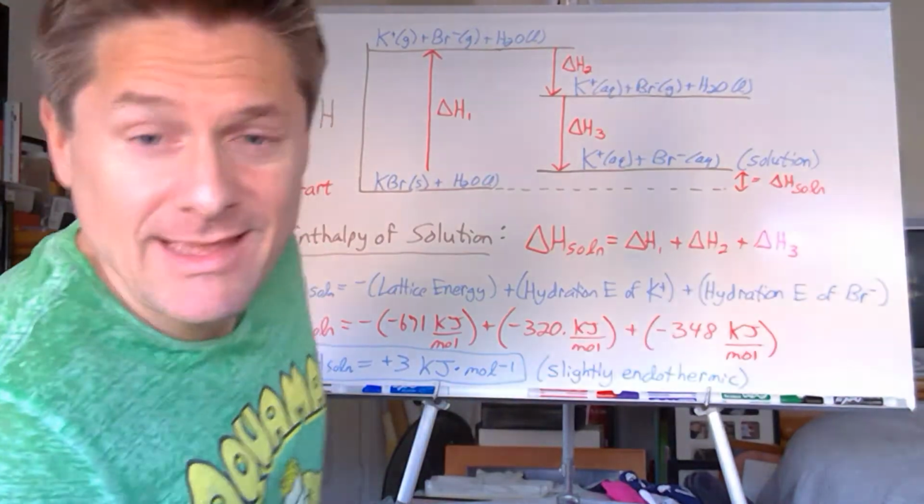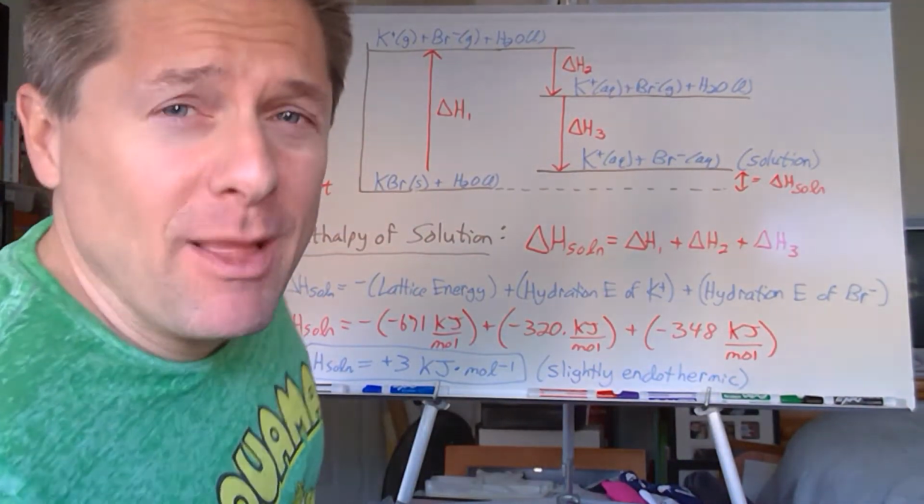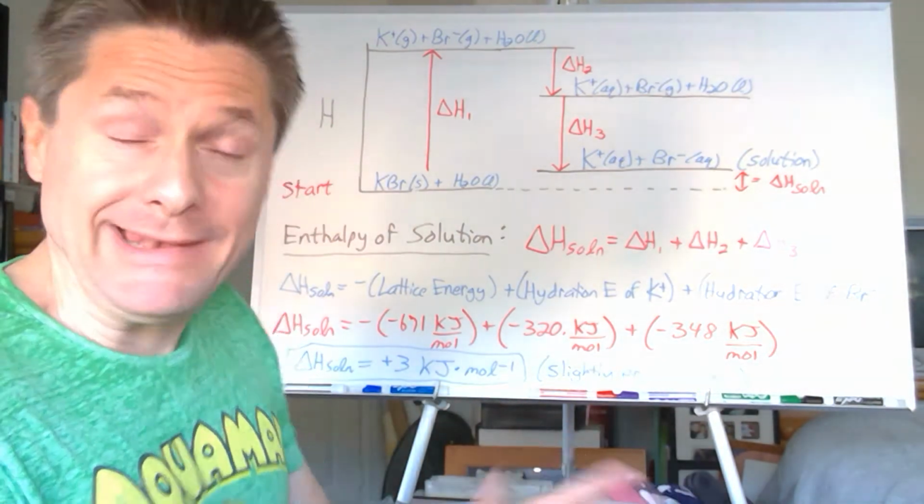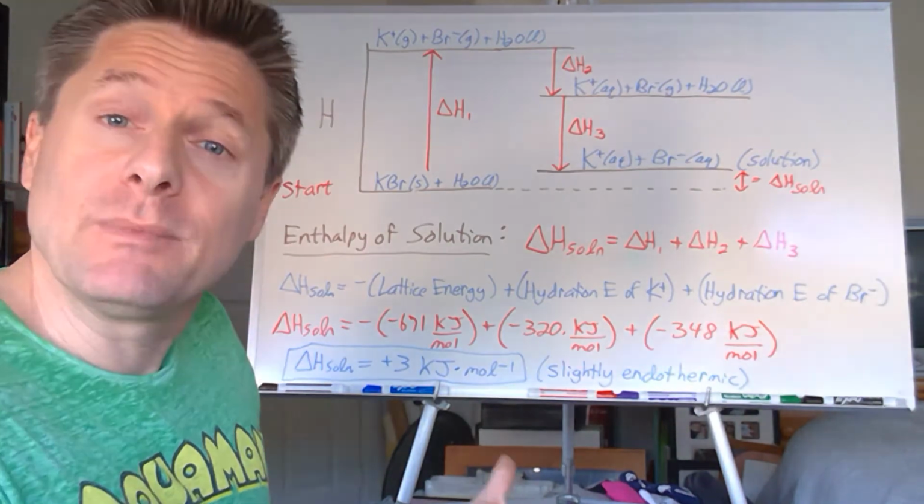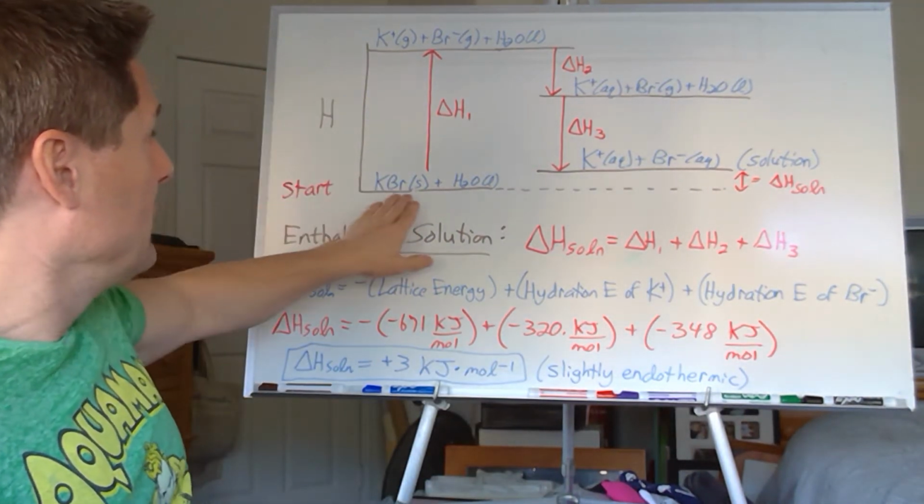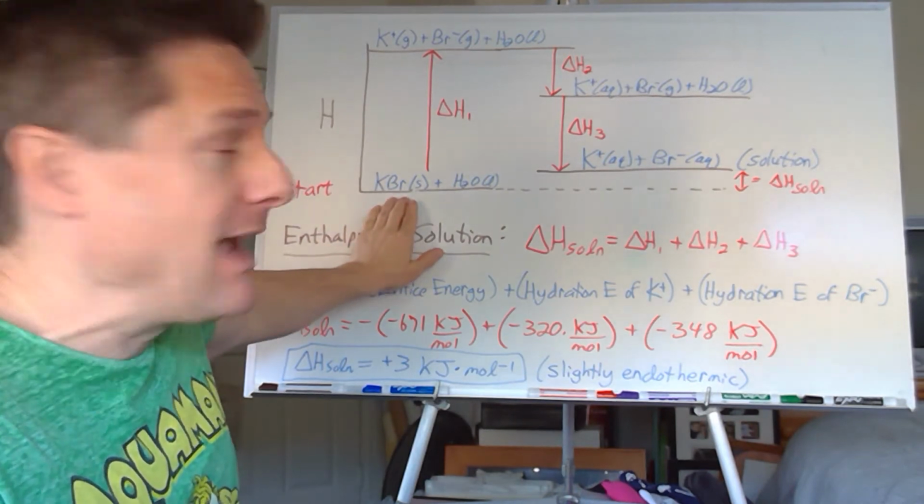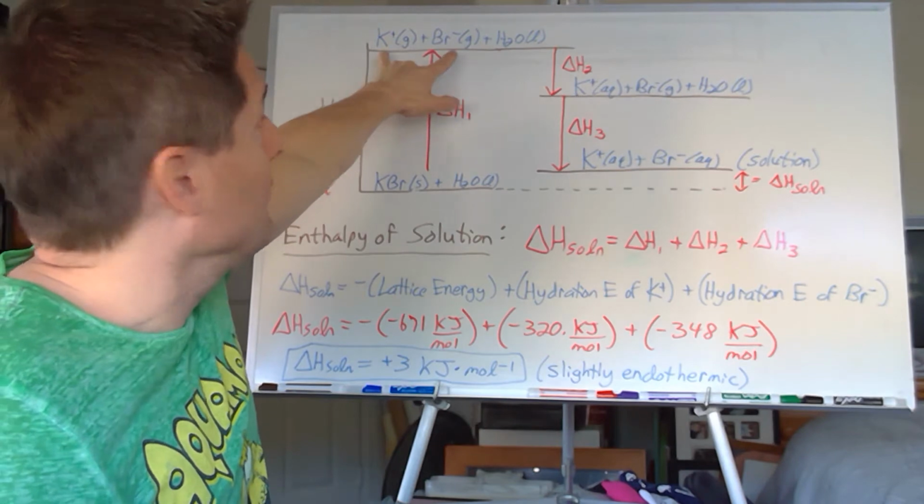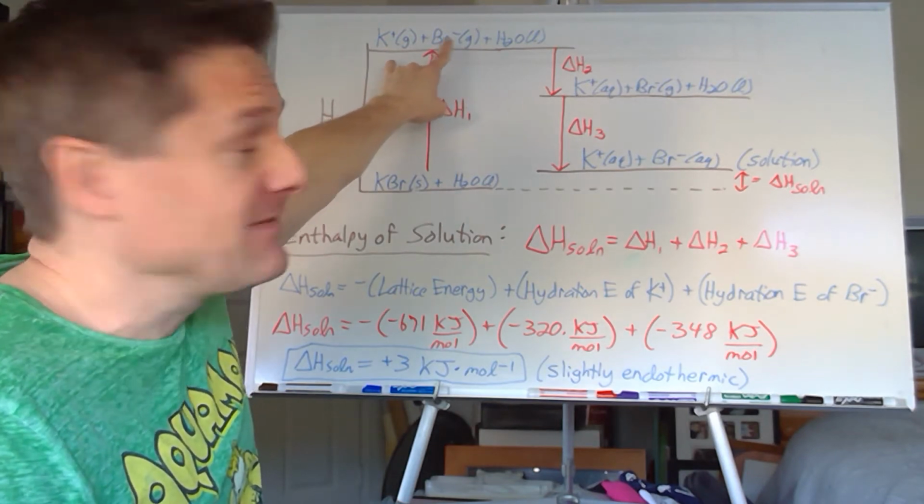Let's put this all together in an enthalpy diagram and estimate the enthalpy of solution for any ionic solid, as long as I give you the values. But let's do it for potassium bromide. All right, so here's our enthalpy. We start with the ionic lattice by itself and the solvent by itself. Boom! First thing we're going to do is get those cations and anions into the gas phase.